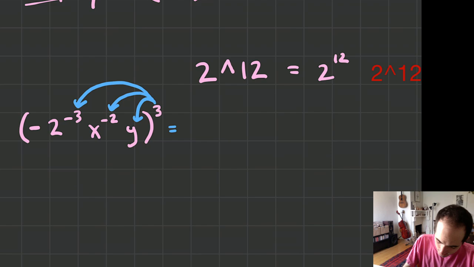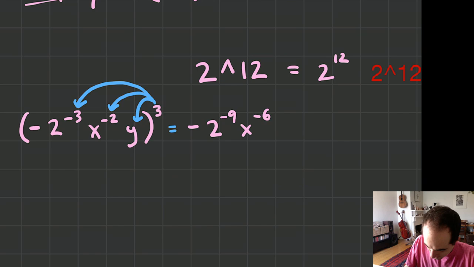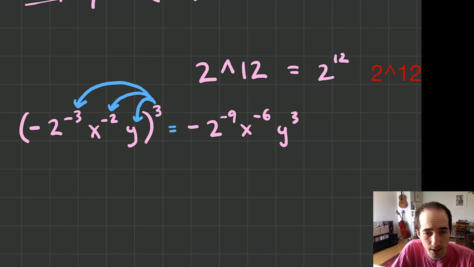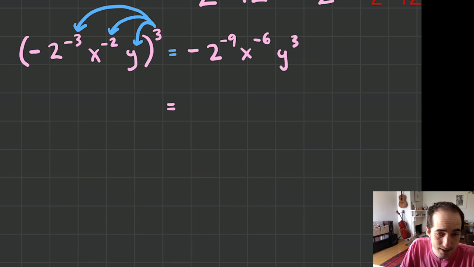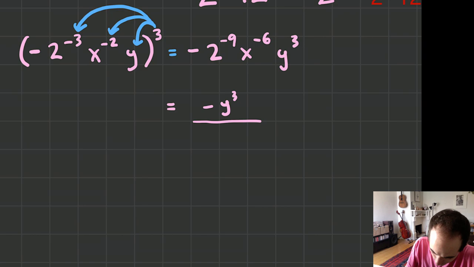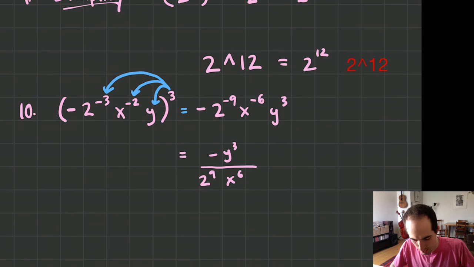So this is equal to -2 to the power of -9 times x to the power of -6 times y to the power of 3. And if I wanted to get rid of any negative exponents, we weren't really asked, but sometimes we might be asked to write our answer without any negative exponents. We could write that this is equal to negative y cubed over 2 to the 9 times x to the 6. Okay? There you have it. So there's two possible answers for this one.